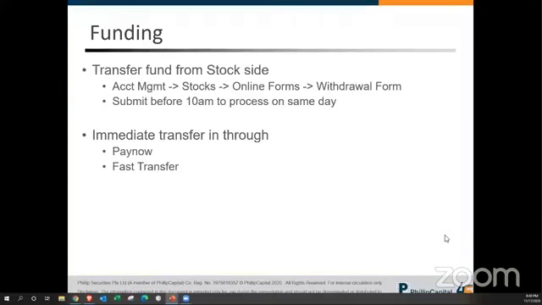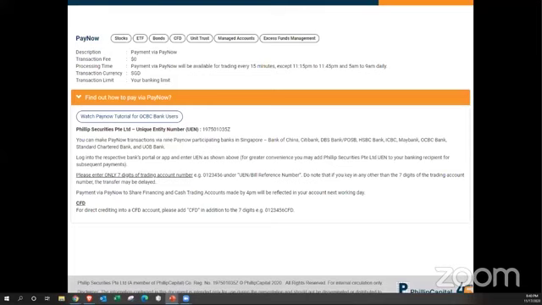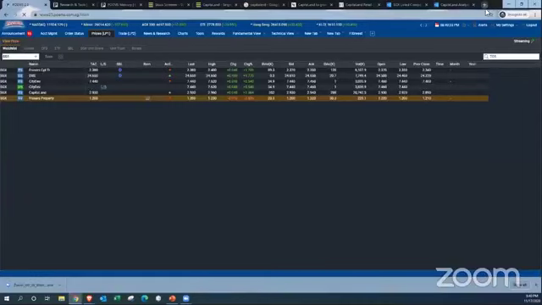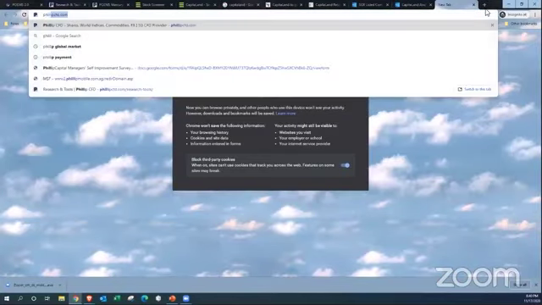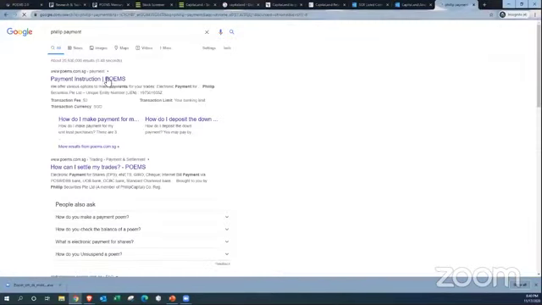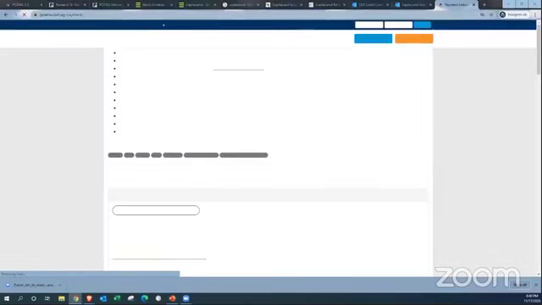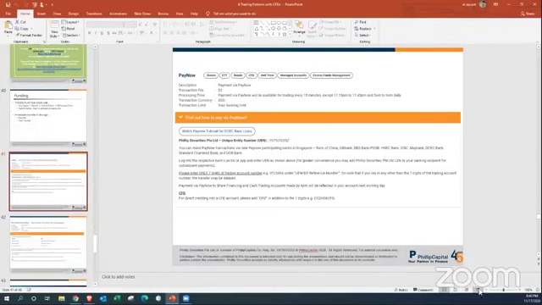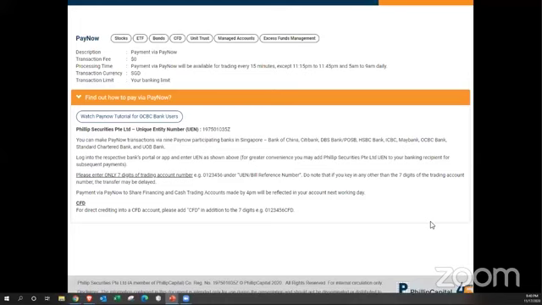Sometimes you want to do funding of your account. You can transfer from your stock side, submit the form, and do it before 10 a.m. You can do the funds to your CFD, or you can do PayNow and fast transfer. All these are very easy to do. For these fund instructions, maybe I can send you a link on how to fund your account, whether for your stock side or CFD side. All this information you can find over here. All these are straightforward.